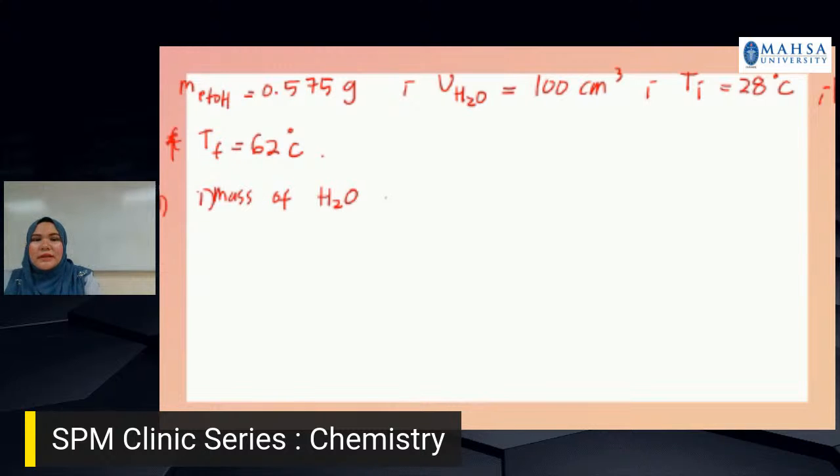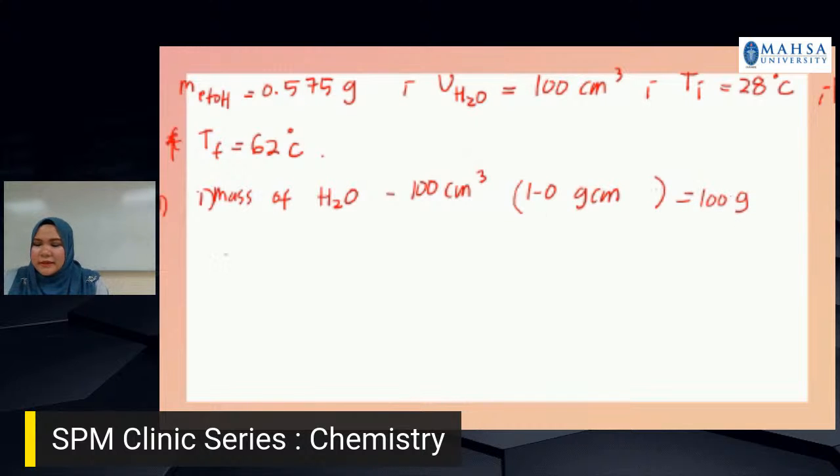You can base on the equation, density equal to mass divided by volume. So just rearrange that formula until you get mass of your H2O on your left hand side. So it will be 100 centimeter cube times 1.0 gram per centimeter cube. So it will give you 100 gram.